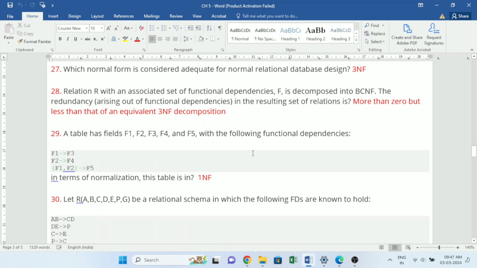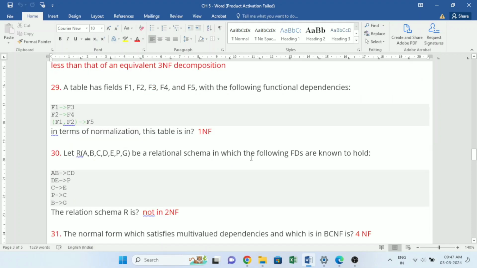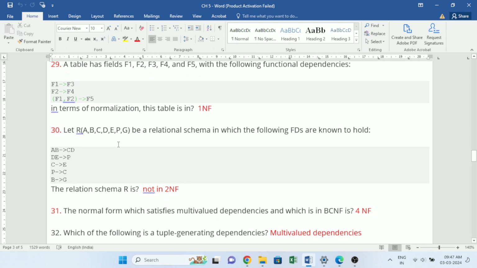29. A table has fields F1, F2, F3, F4, and F5, with the following functional dependencies: F1-F3, F2-F4, F1-F2-F5. In terms of normalization, this table is in 1 NF.